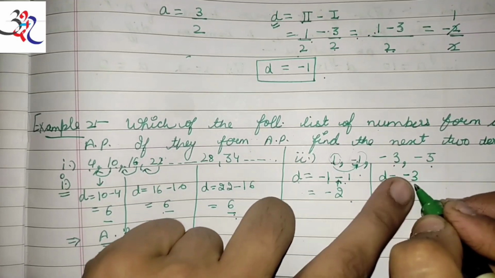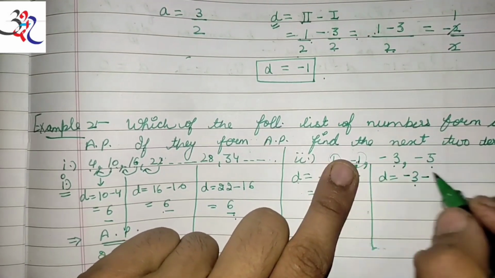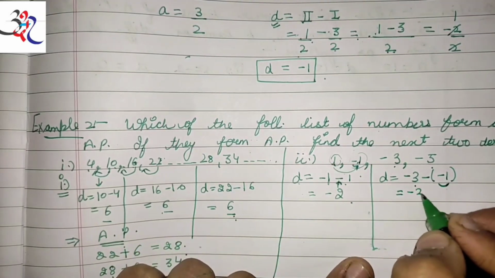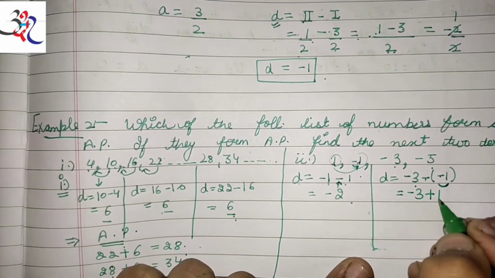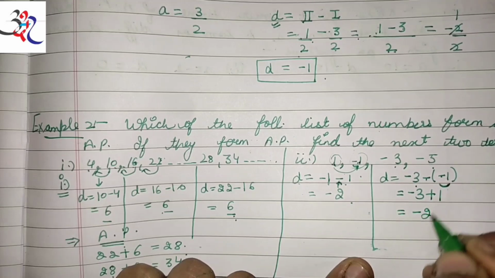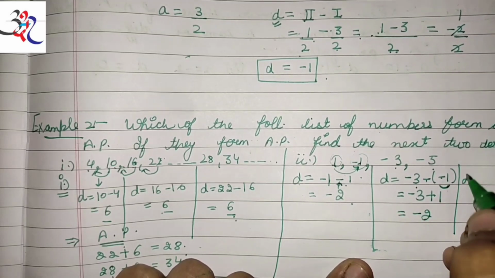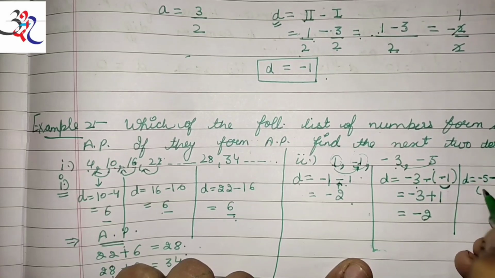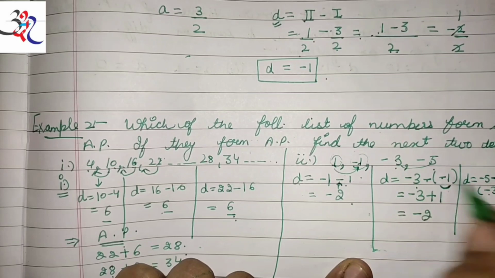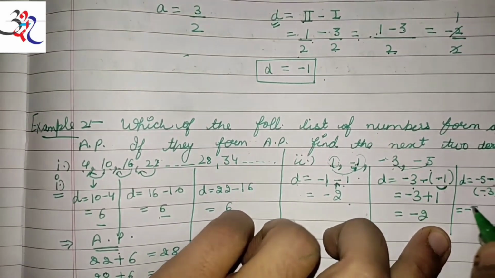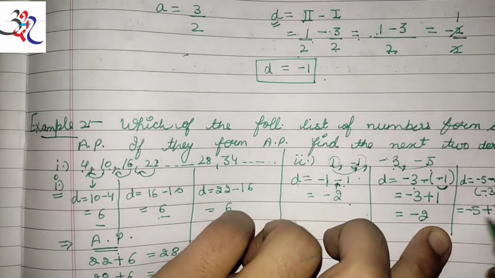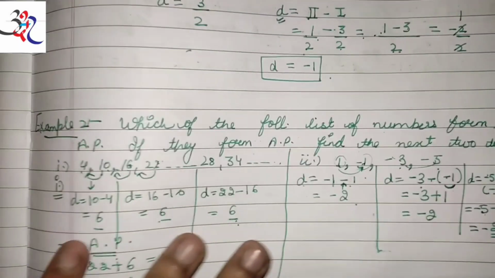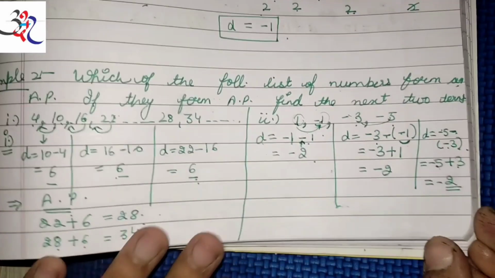Again from here, minus 3 minus, and this is my second term. My second term is what? Minus 1. So due to this minus sign, it will become positive. So my answer will be minus 2 again. So again I have to subtract these 2 terms, minus, and this will be minus 3. So my answer will be minus 3 minus 5 plus 3, which will give me minus 2. So this is also forming an AP.